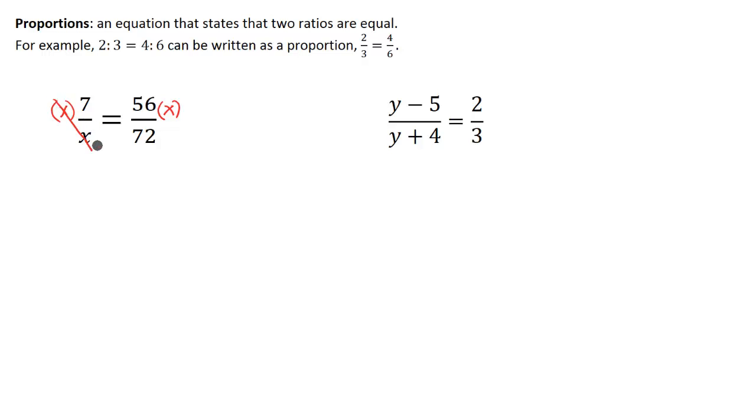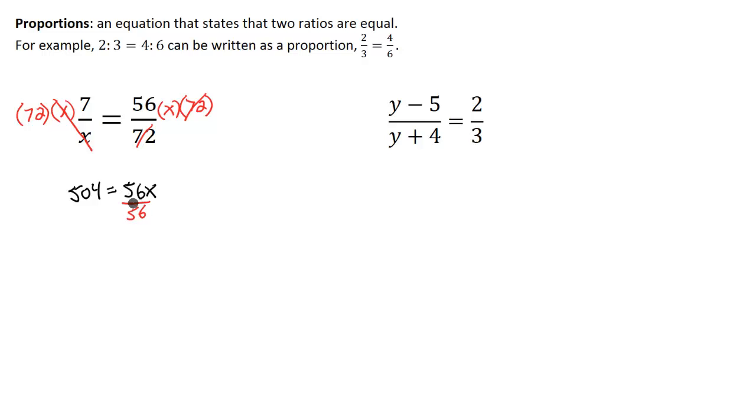Now, x over x is just 1, so that cancels out. I also have to get rid of this 72, so I multiply the top part by 72. That means I got to multiply this part by 72. And then 72 over this 72 is just 1, so it goes away. And now I'm left with 72 times 7, which is 504. And that equals 56 times x.